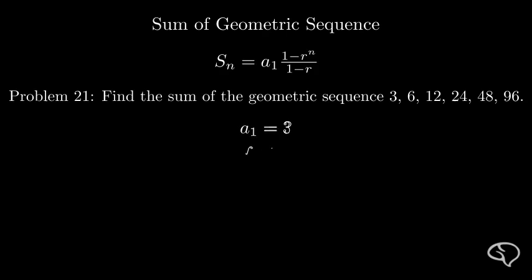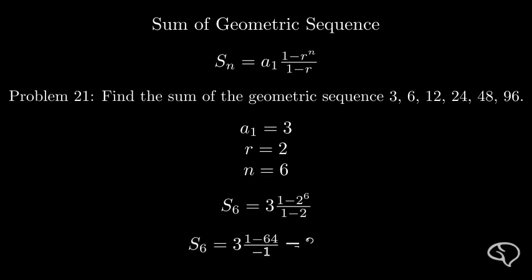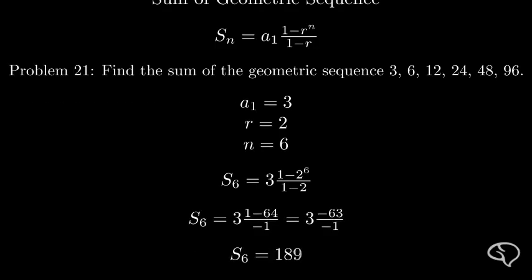So, a sub 1 is 3, r is 2, and n is 6. Now we plug these into the formula. S sub 6 equals 3 times the quantity 1 minus 2 to the 6th, all divided by 1 minus 2. 2 to the 6th is 64. So we have 3 times negative 63 divided by negative 1. This simplifies to 189. We have now found the sums of both arithmetic and geometric sequences.